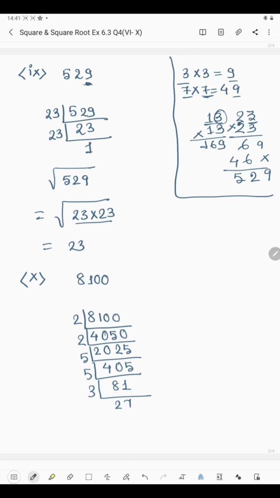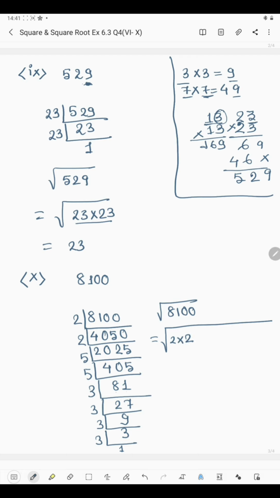So 3 27s are 81. Again 3 9s are 27. 3 3s are 9. 3 1s are 3. So here the square root of 8100 will be, how many 2s we have got? 2 2s. Then we have got 2 5s, so 5 into 5, and then we have got 4 3s, so 3 into 3 into 3 into 3.